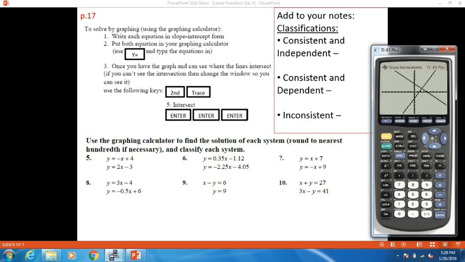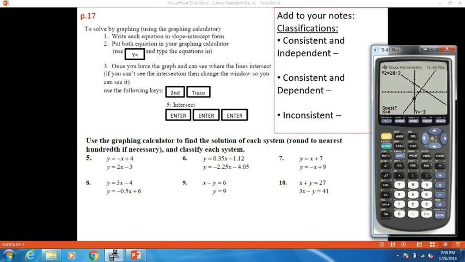But now from here, if we hit the yellow second key, and then the trace button, that's going to take us into the calculate feature. And then if we choose option number 5, that's where we're going to find the intersection. We are on the first curve, or that first line. We're just going to hit enter. Then it asks about the second curve. It jumped to our second line, so we'll just hit enter again.